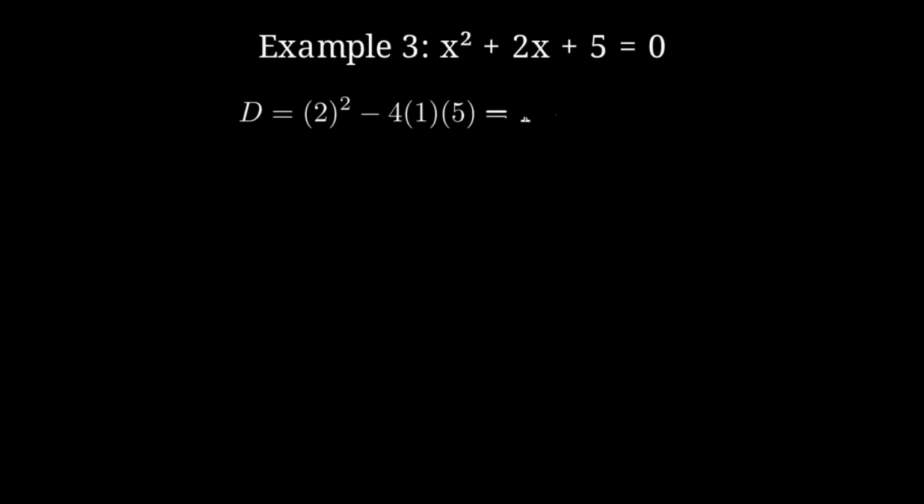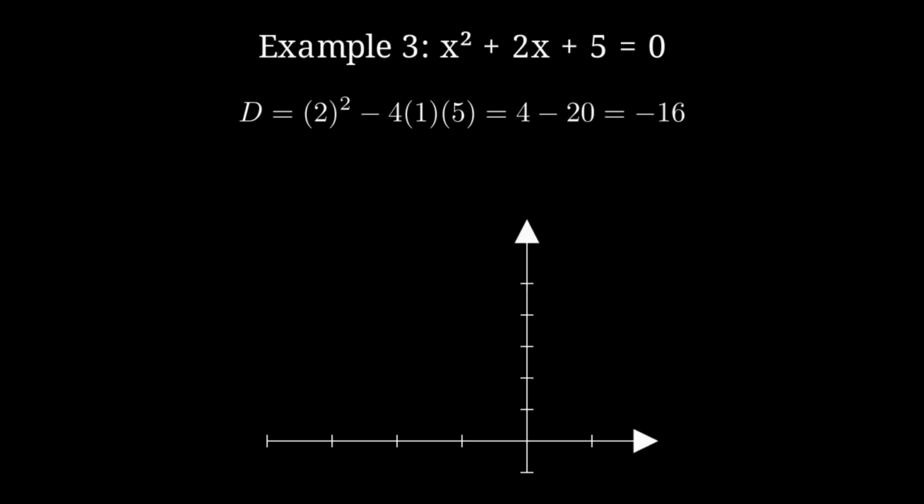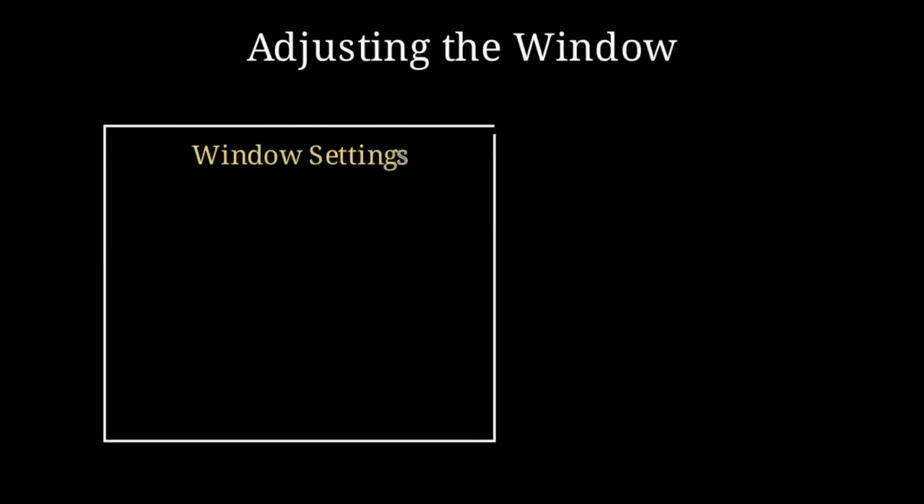Finally, let's look at x squared plus 2x plus 5. The discriminant is negative 16. The calculator shows the parabola is shifted upward, and there are no x-intercepts visible on the screen, confirming there are no real roots. When using a calculator, always ensure your window settings are wide enough to see the x-axis.